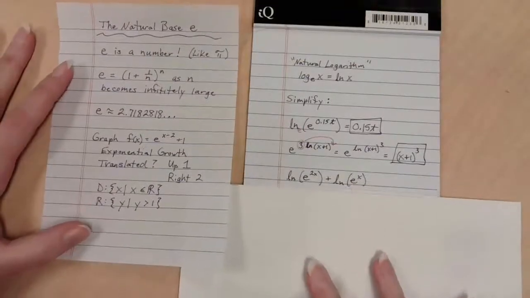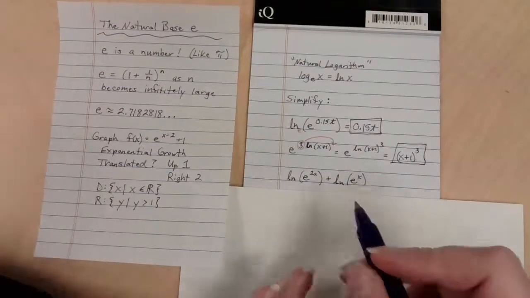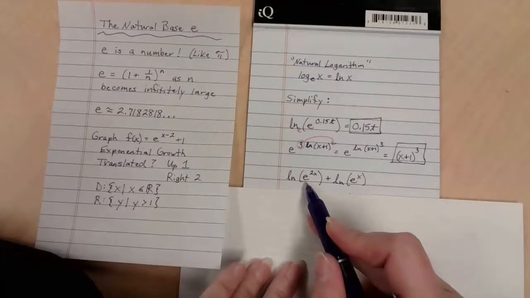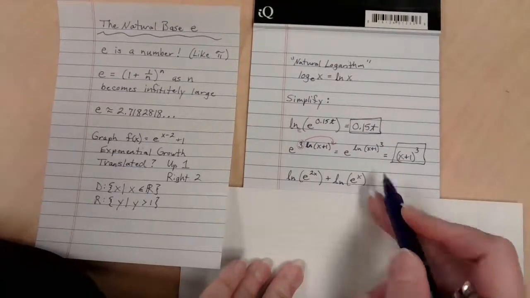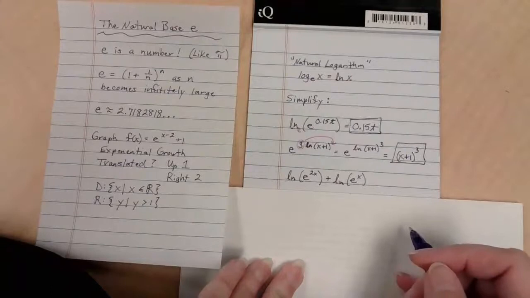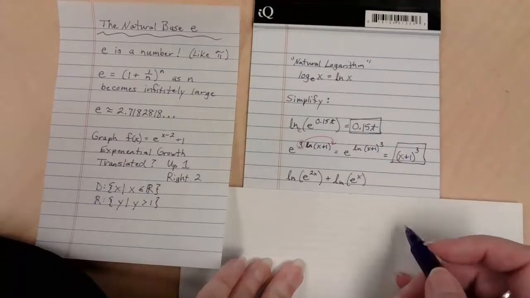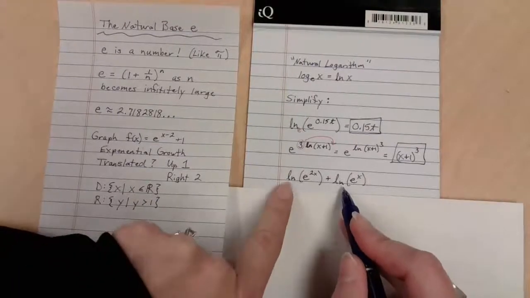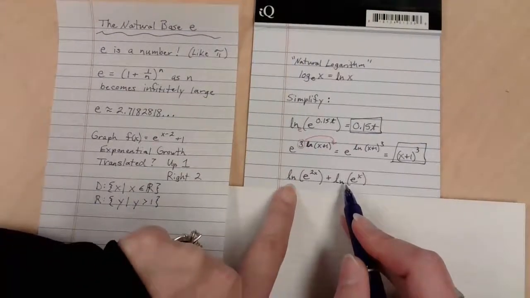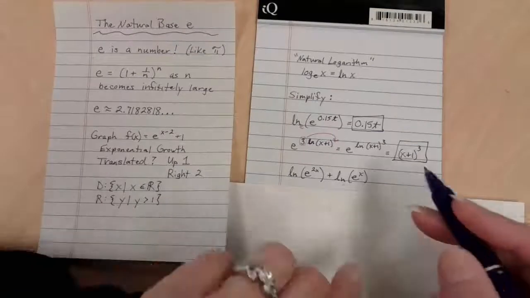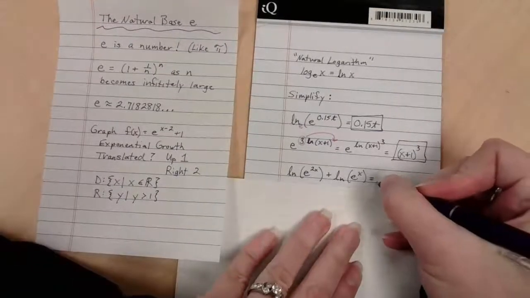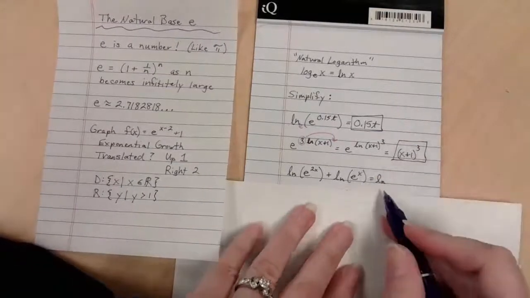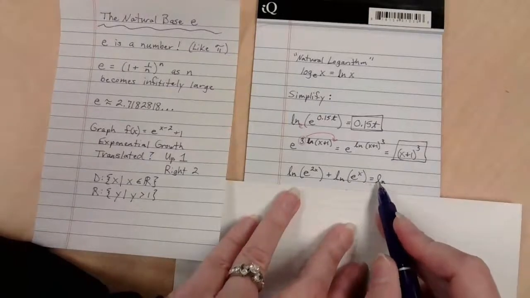Okay, let's try another one. What is that? Ew. Natural log of e to the 2x plus the natural log of e to the x. So maybe I go back to my properties of logarithms again and say, hey, I'm adding 2 logs. They're both natural logs, so they both have a base of e. How can I add 2 logs together? I can combine them into 1 natural log, same base, 1 natural log.